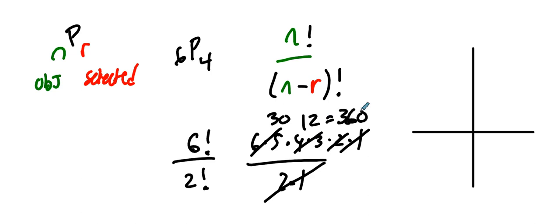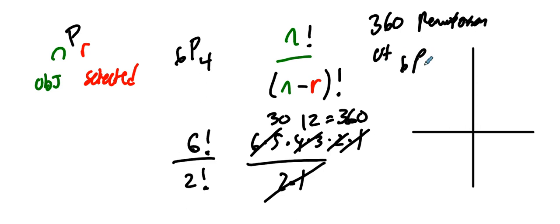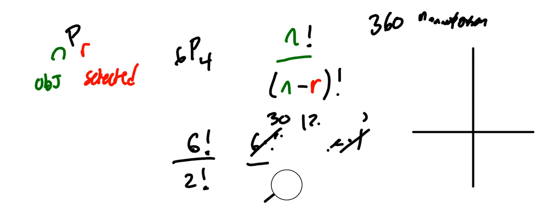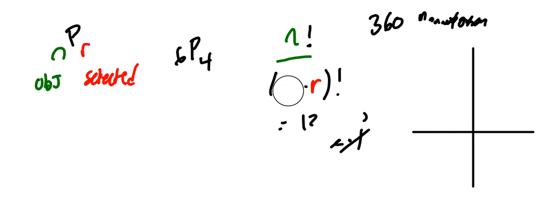So in this case, there are 360 permutations of 6 pick 4. Let's dive into another thing, combinations.